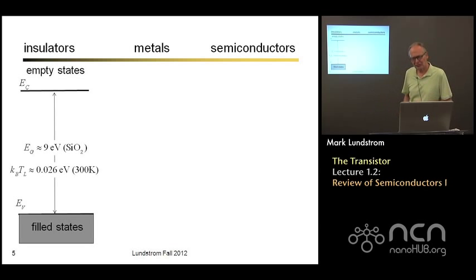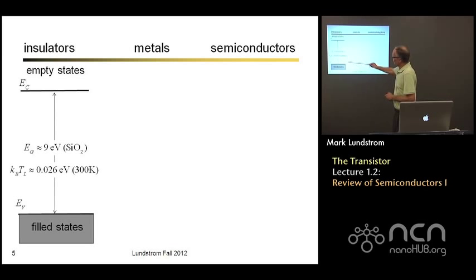Okay, so that allows us to explain what makes an insulator, what makes a semiconductor, and what makes a metal. An insulator is just a material that has a very big band gap. Consider silicon dioxide, for example, the insulator that's used as the gate insulator in most MOSFETs. It has a band gap of 9 electron volts. The thermal energy is kT, and that's roughly 0.026 electron volts.